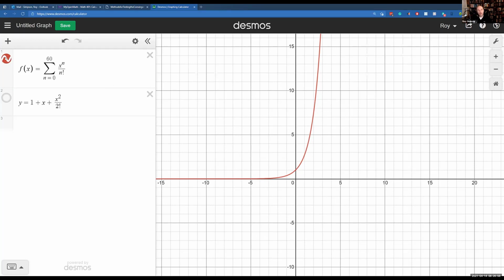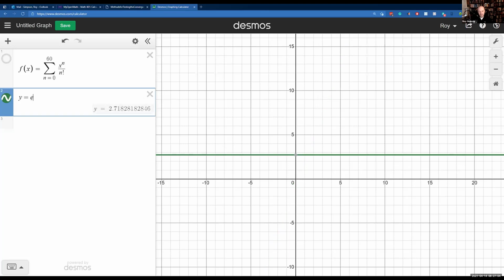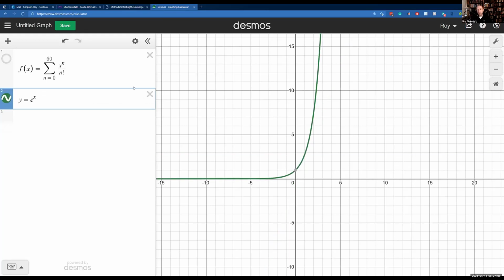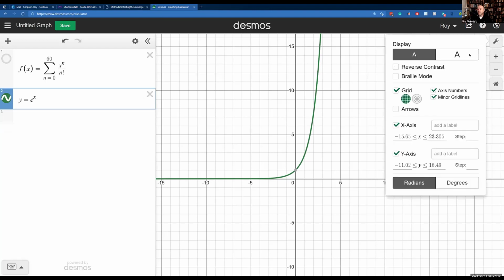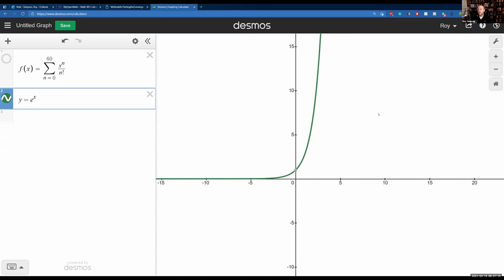Let me mute this out. Let me delete this. And let me type in y equals e to the x. Here's y equals e to the x. Let me turn off the grid because it's annoying me. There's y equals e to the x. You go back here. I'm going to put this back at 2.